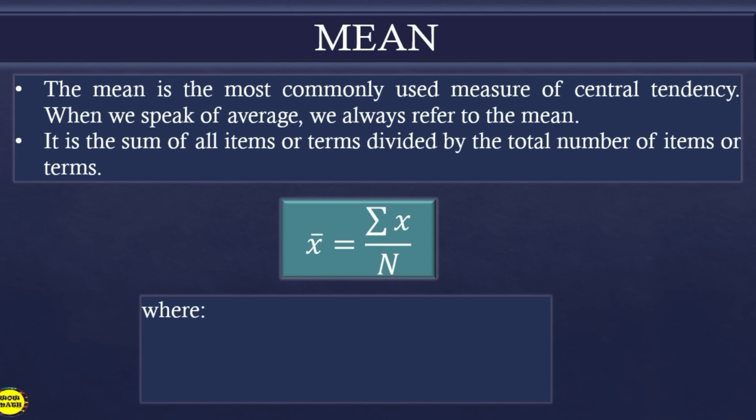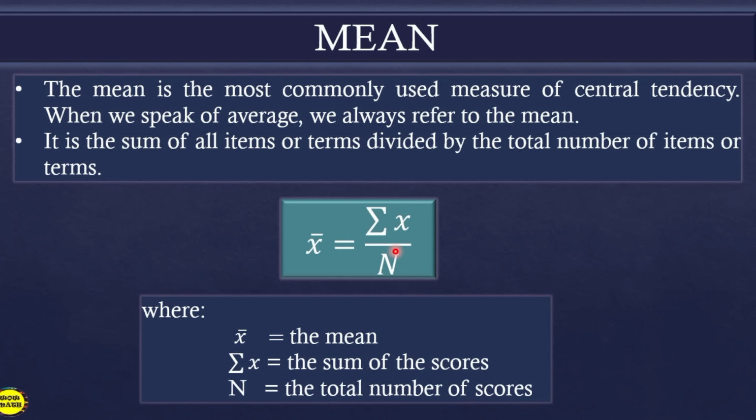So, using this formula, itong symbol na to, ito yung ginagamit natin for mean. And this one, that is the sum of the scores. And yung capital letter N natin, that is the total number of scores. Okay, so tandaan natin yung formula na to, itong gagamitin natin to compute the mean of ungrouped data.